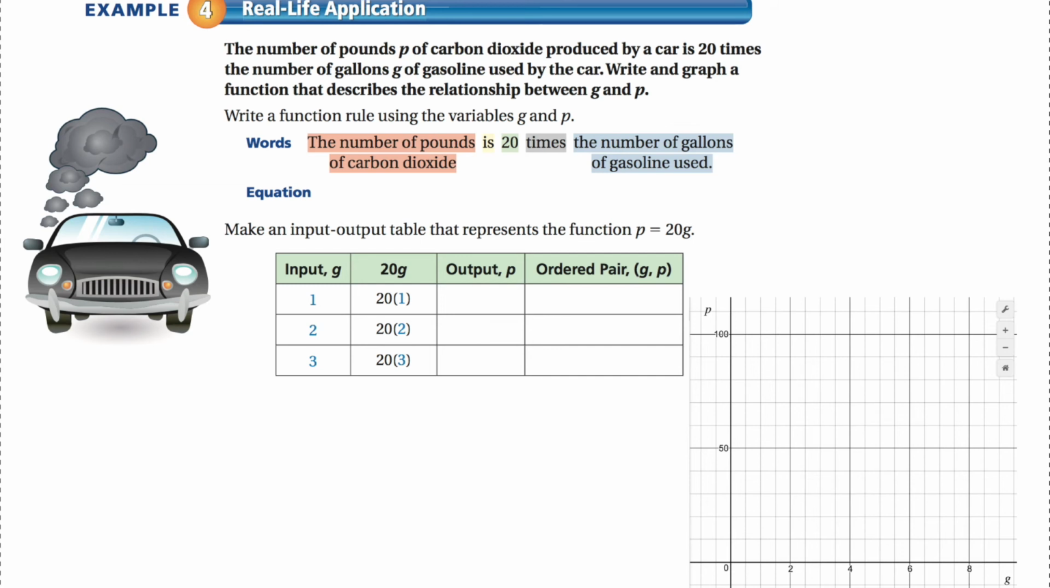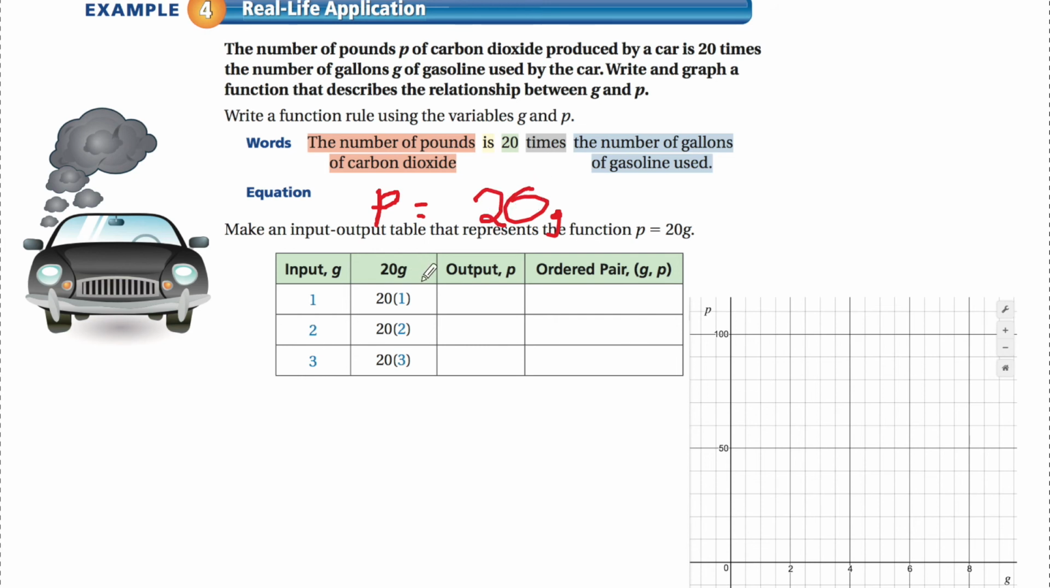So the first thing that we have to do is to come up with an equation based on what the problem gave us. So in words, the number of pounds P, which is going to be our output, so we'll say P is our output, is, which is our magic word for equals, 20 times the number of gallons of gasoline. So 20 times G, our gallons of gasoline. So P equals 20G. For every gallon of gasoline that we use, we have 20 pounds of carbon dioxide produced.